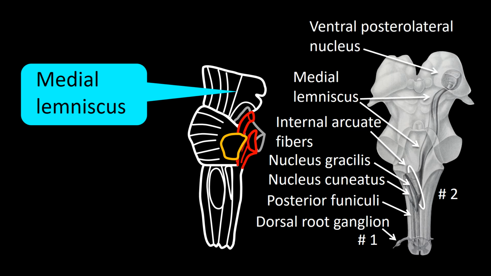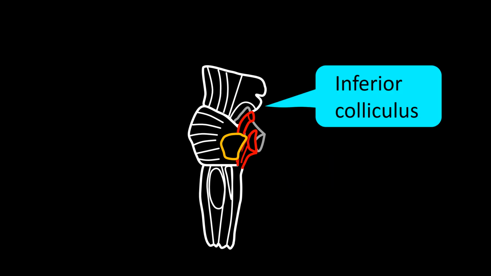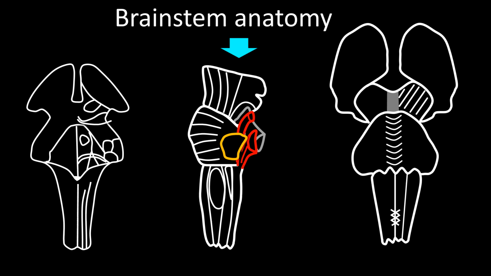These fibers terminate in the ventral posterolateral thalamic nucleus, where we find the third neuron that sends axons to the cortex. Here we have the inferior colliculus and here the superior colliculus. We have thus talked about the main features of the lateral view of the brainstem.